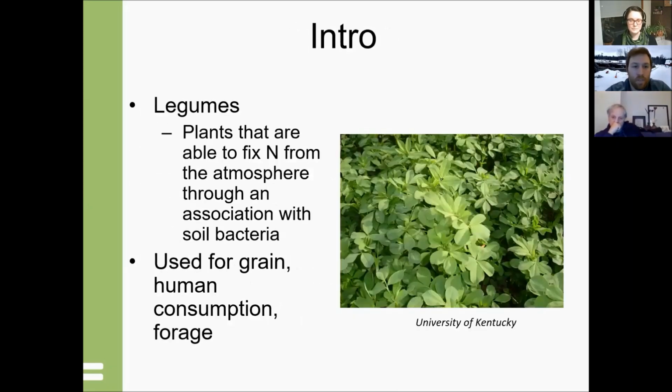So starting off, legumes are plants that are able to fix nitrogen from the atmosphere, and they do this through an association with soil bacteria. And of course, legumes are used for grain, for human consumption, and then for our purposes, forage.